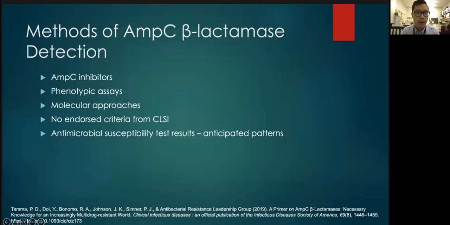There are various methods that have been described for AmpC detection. Firstly is the use of AmpC inhibitors such as cloxacillin or boronic acid, and their specificity is in the range of 70 to 90% as quoted in the literature. There are also some phenotypic assays, but the limitation of these is they are unable to distinguish between AmpC production due to de-repression of a chromosomal gene or the presence of a plasmid-associated AmpC gene. There are also molecular approaches, but they are limited to research settings. And there are also no currently endorsed criteria from CLSI.